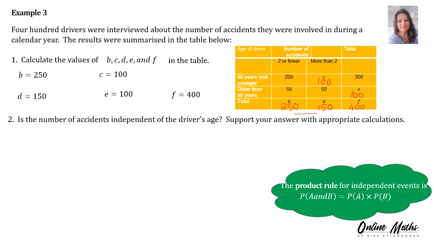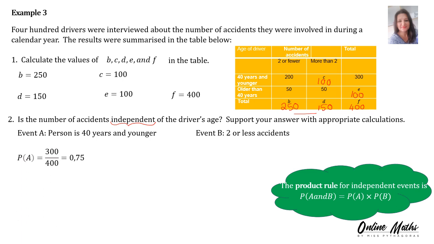Number 2, is the number of accidents independent of the driver's age? Support your answer with appropriate calculations. So for independence, again, we find down there in the blue cloud, the product rule for independent events is probability A and B equals probability A times probability B. So we start by saying event A is a person is 40 years and younger. And then event B, 2 or less accidents.